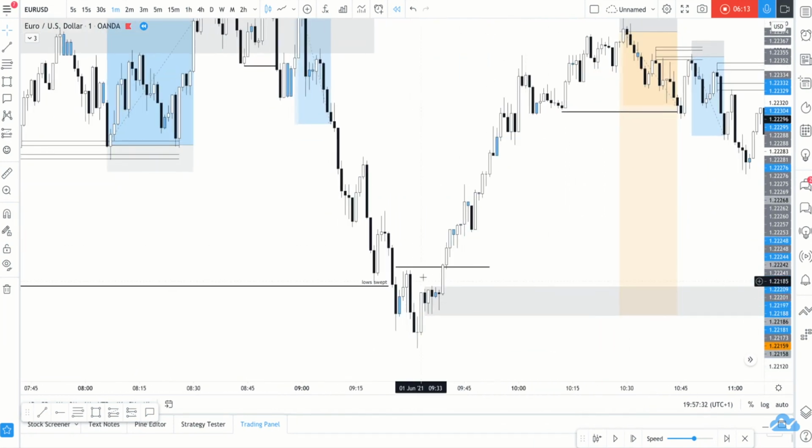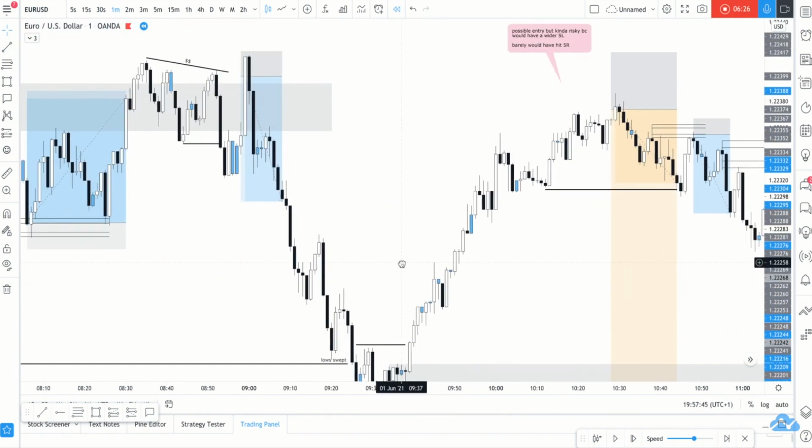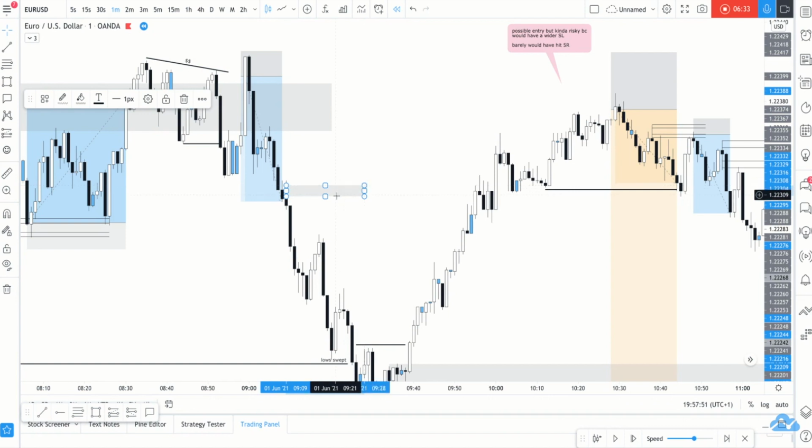But if you look here, there's a 1 minute break of structure here, which is an immediate one, not a structural one. And I think here is the actual break of structure. But yeah, I would have tried to take one from here, but it didn't reach back.